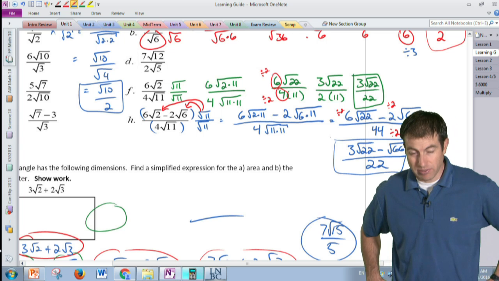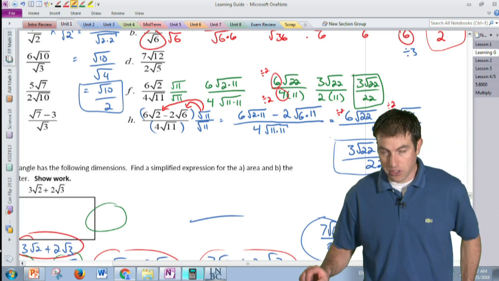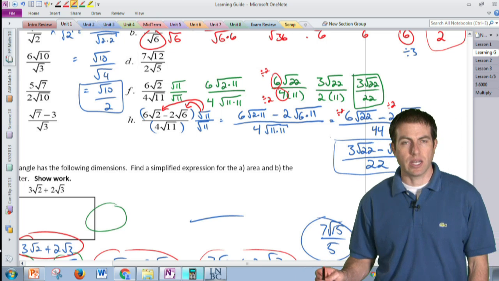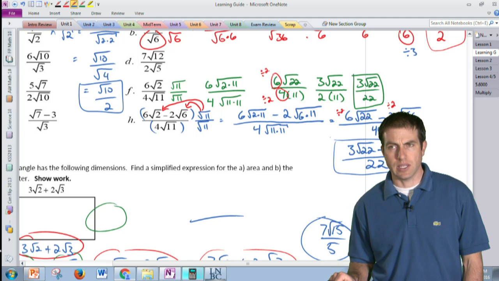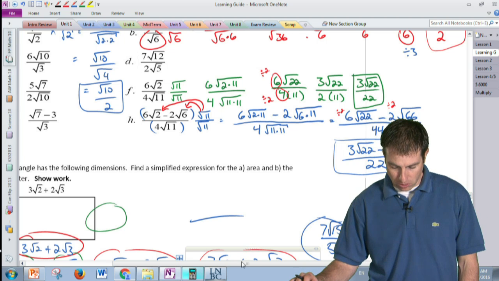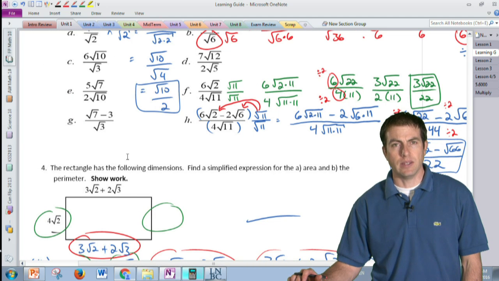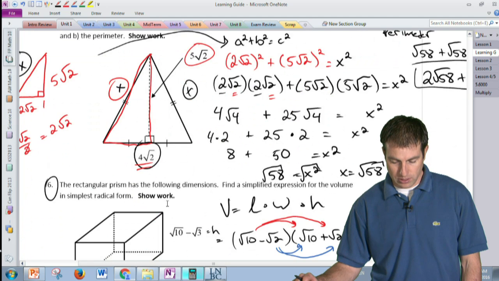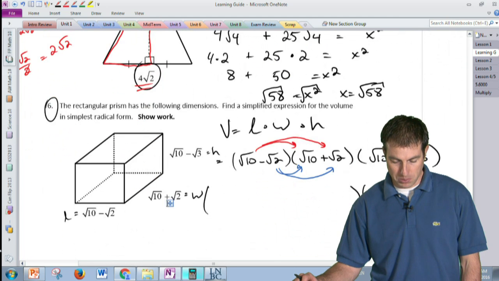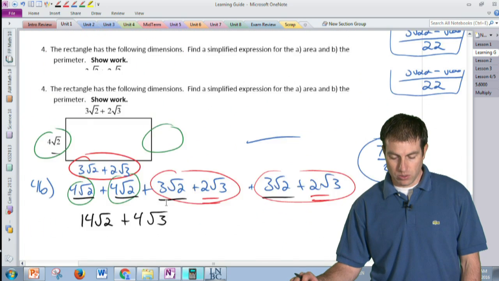Did anybody else have any questions from this learning guide? It's kind of your last opportunity to ask before I expect you guys to be submitting this learning guide and writing this test. There were some word problems down at the bottom, perimeter and area, and then there was a right triangle finding the height, and then a box. We're okay with those ones?